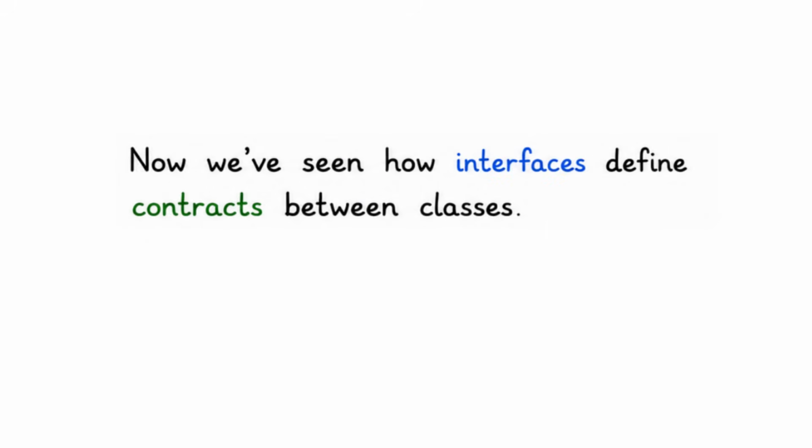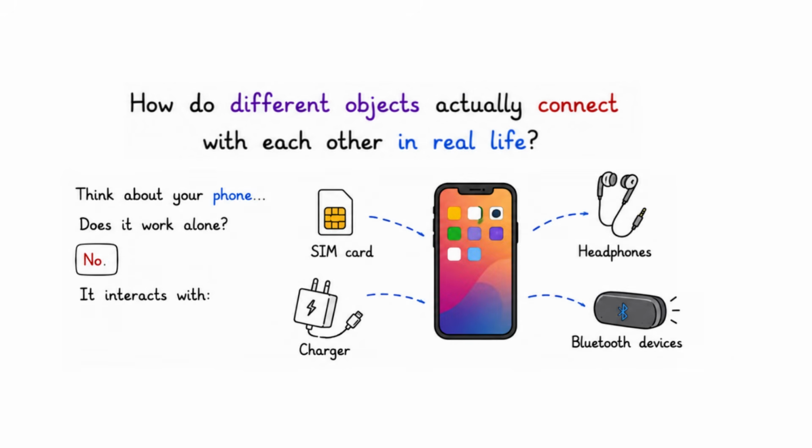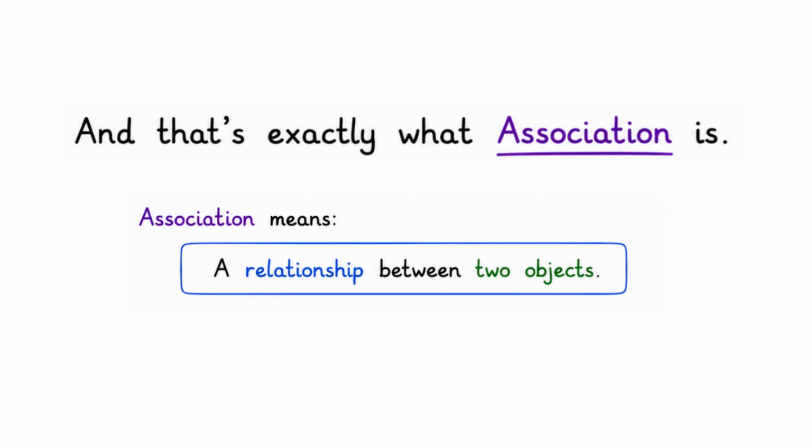Now we have seen how interfaces define contracts between classes. But let me ask you something. How do different objects actually connect with each other in real life? Think about your phone. Does it work alone? No. It interacts with a SIM card, a charger, headphones, Bluetooth devices. So your phone is connected to other objects. And that's exactly what association is. Association means a relationship between two objects.